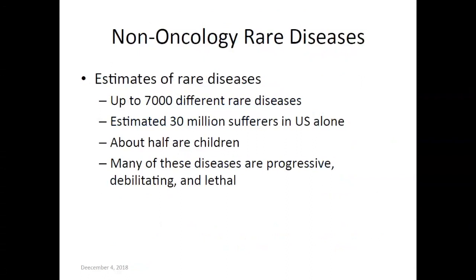So outside of oncology, I'm going to be talking mostly about oncology today, but we should understand that there are up to 7,000 different rare diseases and an estimated 30 million sufferers in the U.S. alone. And about half of these sufferers are children, and many of these diseases are progressive, debilitating, and lethal. And without innovative trial designs, we really don't have a good way to develop drugs for these populations with such a large unmet medical need.